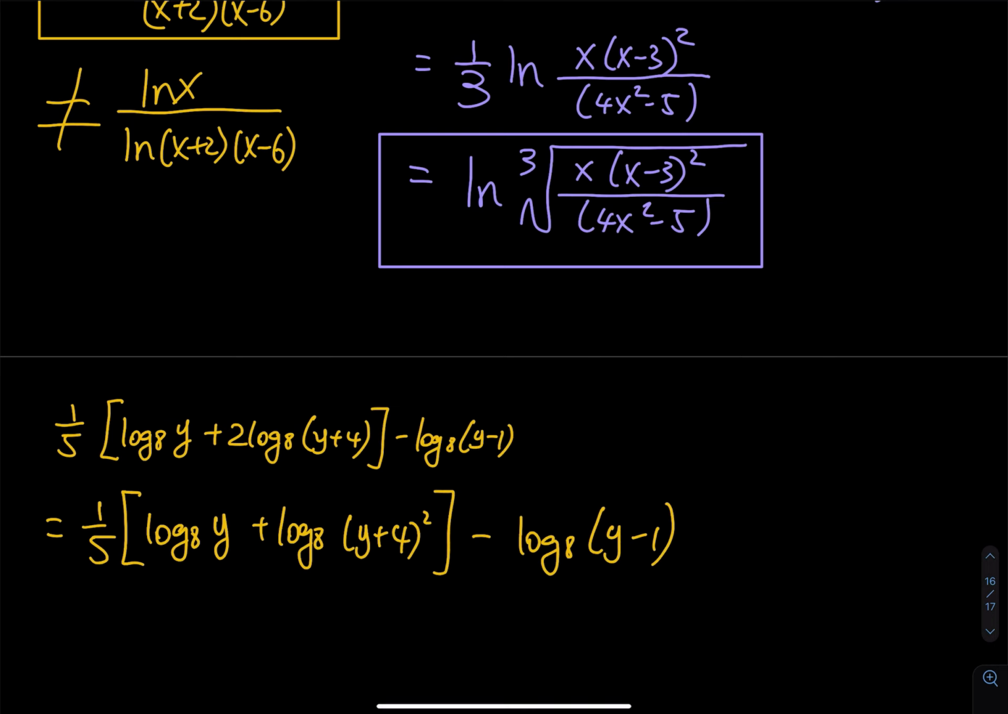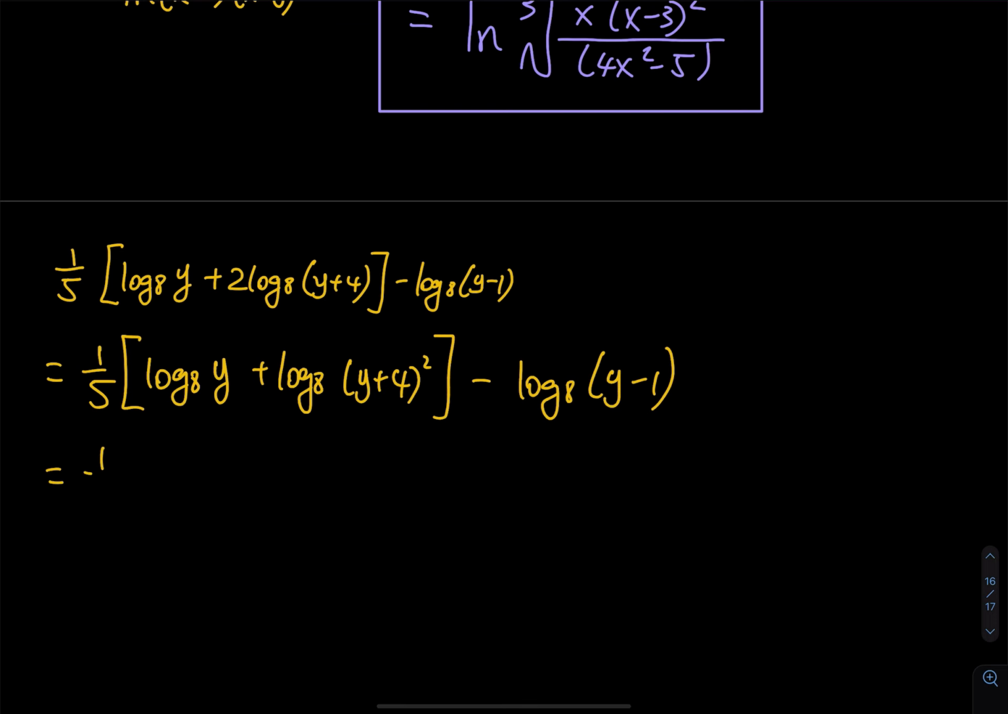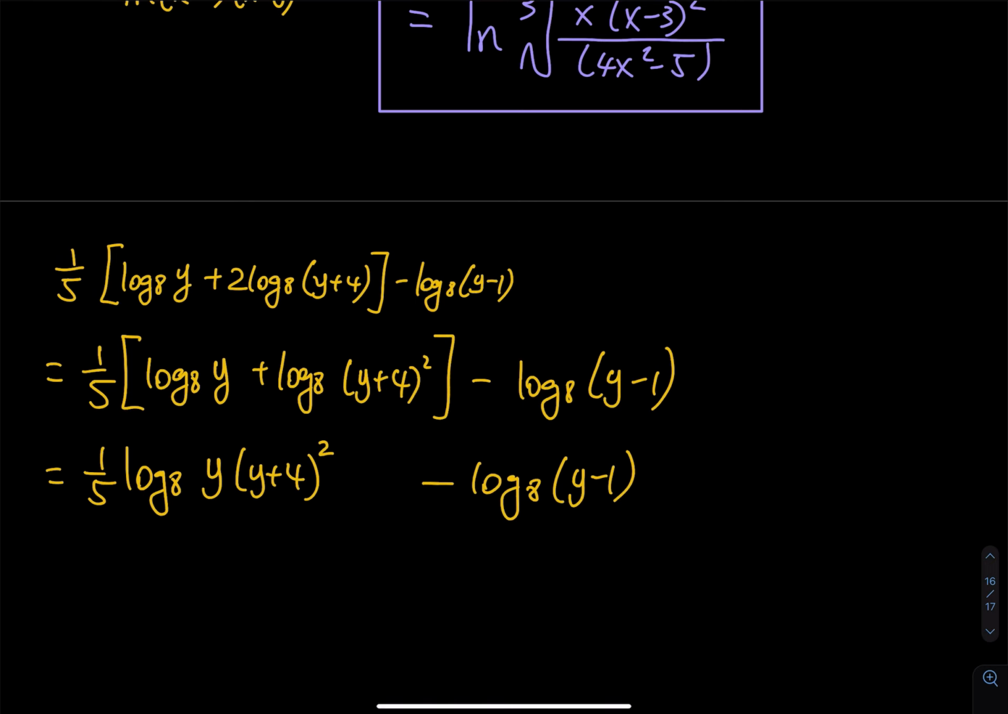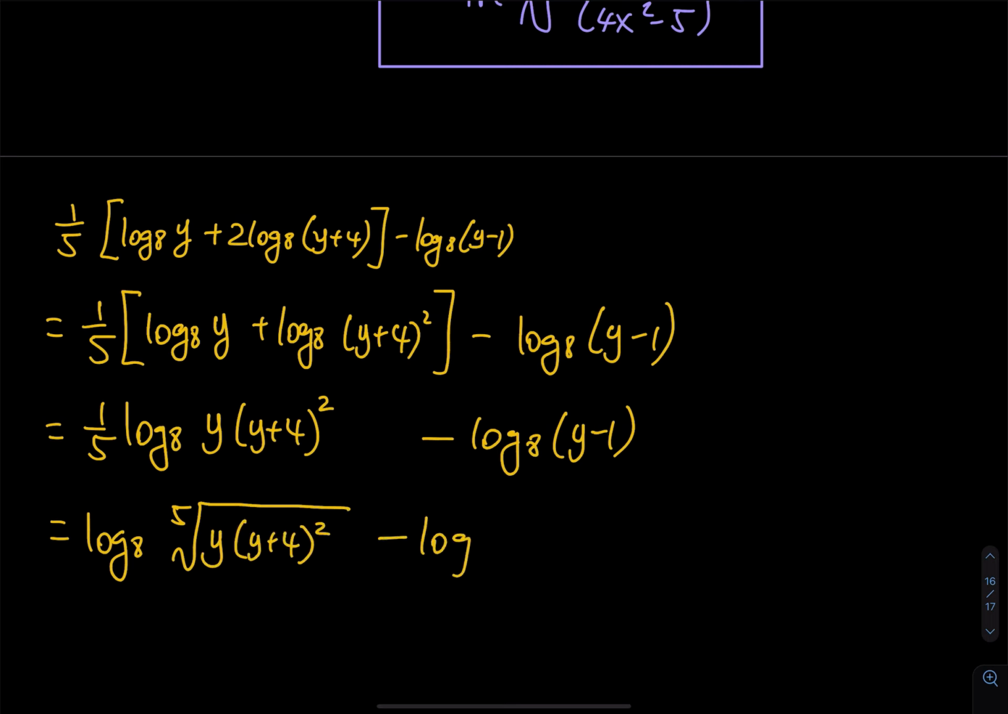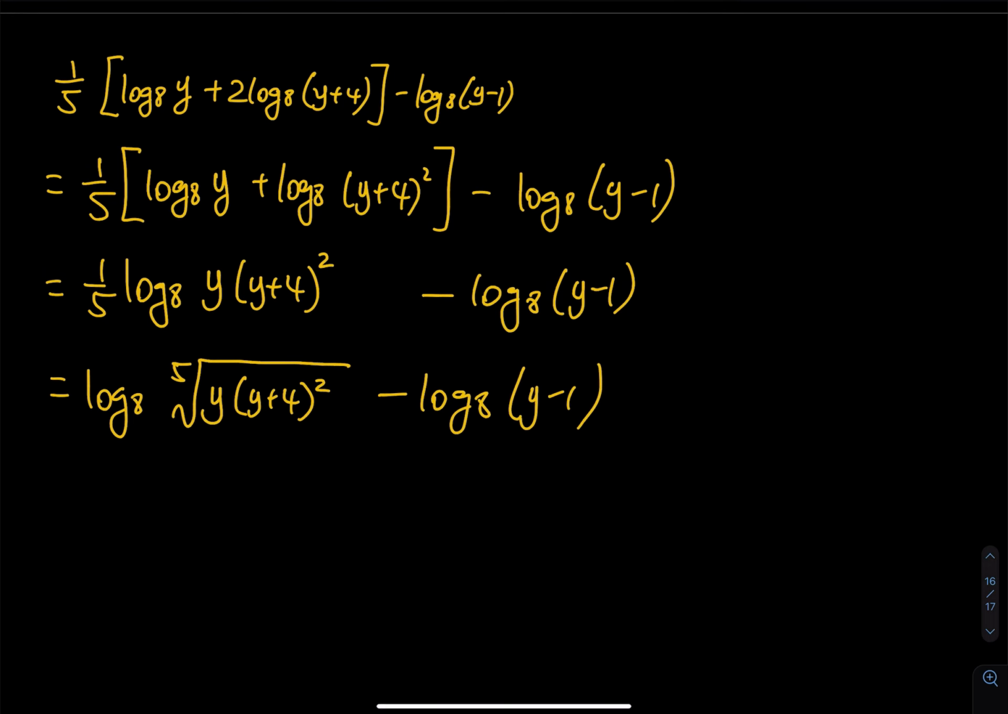All right, we have a plus, so plus means multiply, so we have 1/5 log base 8 of y times (y + 4) squared and then minus log base 8 of (y - 1). And then bring the 1/5 up, so the 1/5 becomes a 5th root, right? So that is a log base 8 of the 5th root of y times (y + 4) squared minus log base 8 of (y - 1), and then this is a minus, so we are going to do a division.